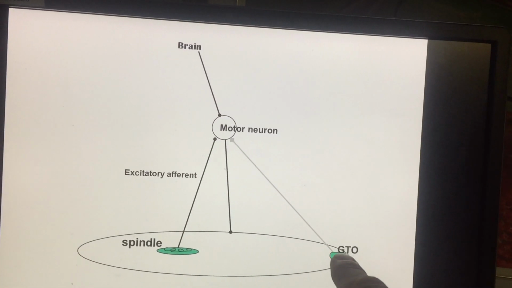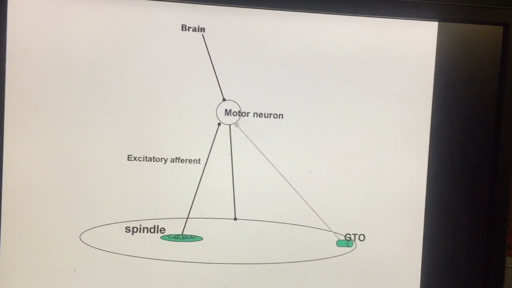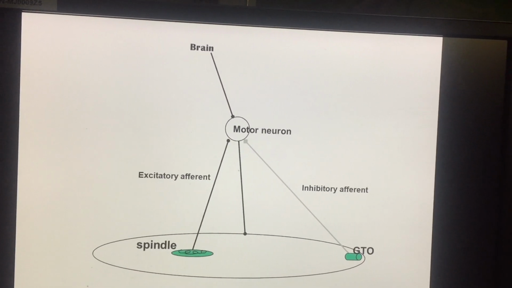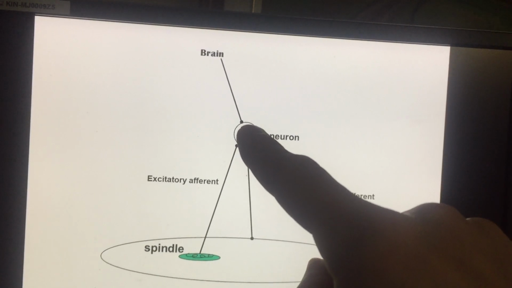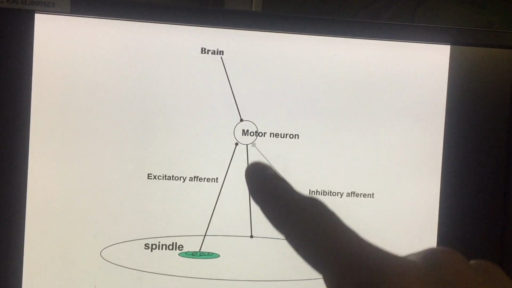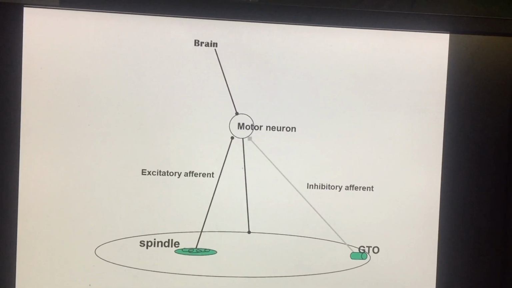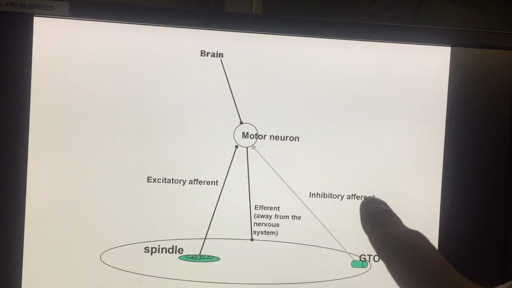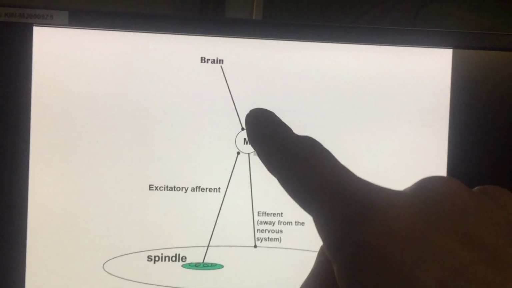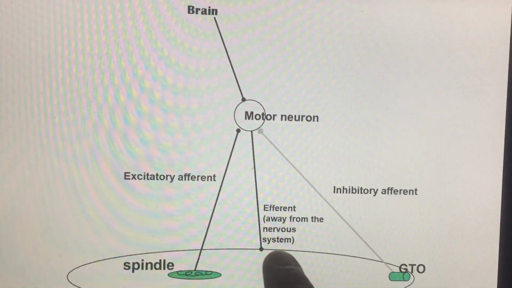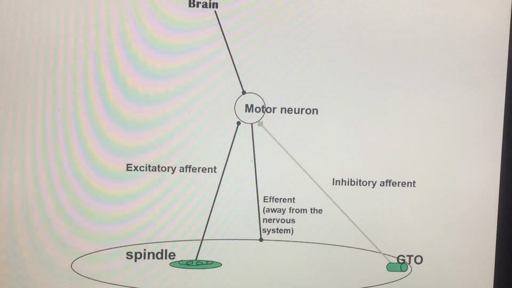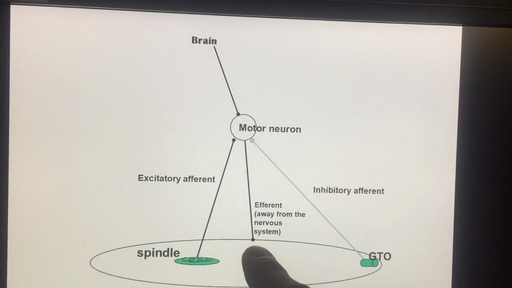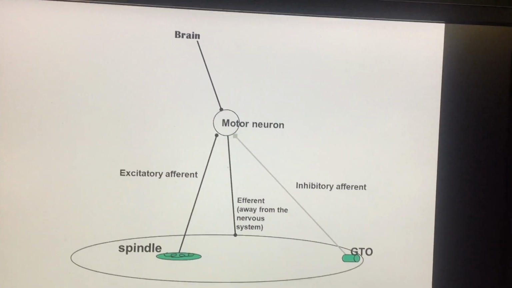The Golgi tendon organ has an opposite effect. Again, it sends afferent input to the motor neuron, but that input is inhibitory. So it's going to shut down that motor neuron, and it's going to make muscle contraction less likely. So afferent refers to going back to the central nervous system. Anything coming from the central nervous system is referred to as efferent, so it's away from the central nervous system. In this case, the input from the motor neuron to the muscle is referred to as efferent input.